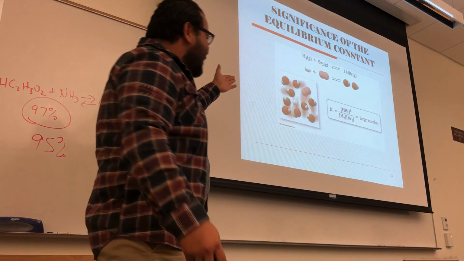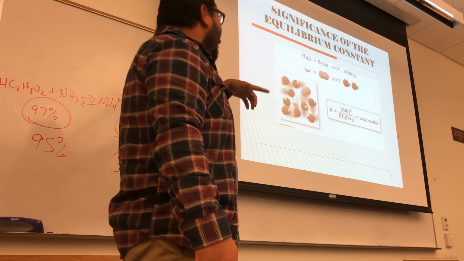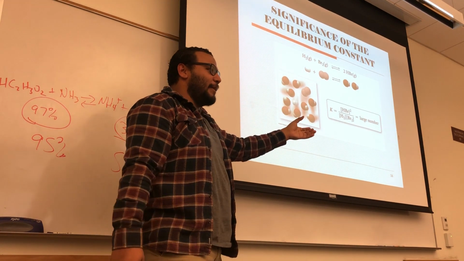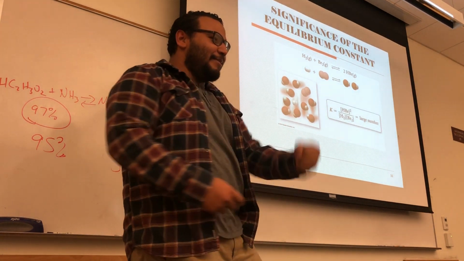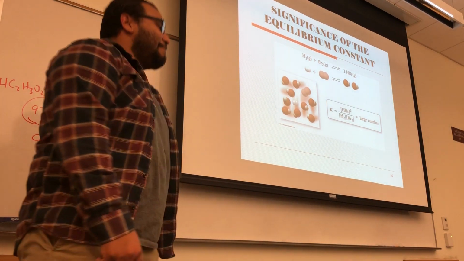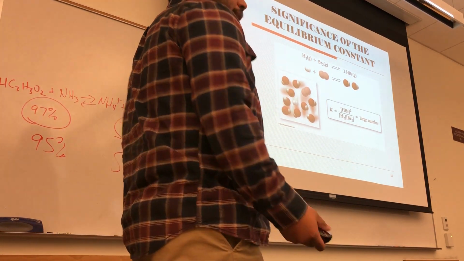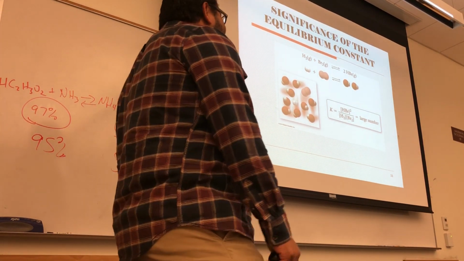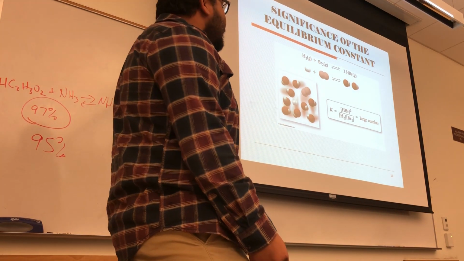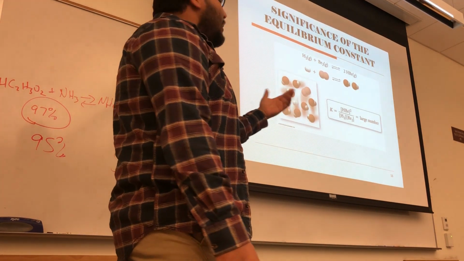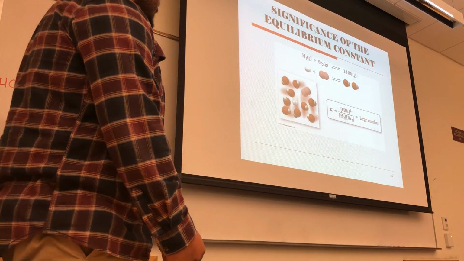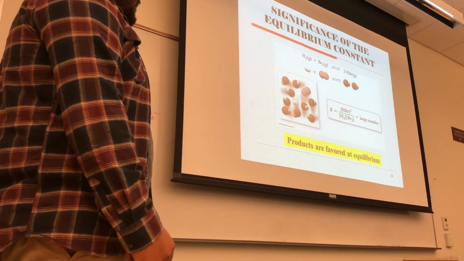Based off this diagram, we can see that there's a whole lot more of them than there is of the others, right? This is like Fenton 101. That just means that at equilibrium in this particular case, I have more HBr than I do of the others. Products are favored at equilibrium.